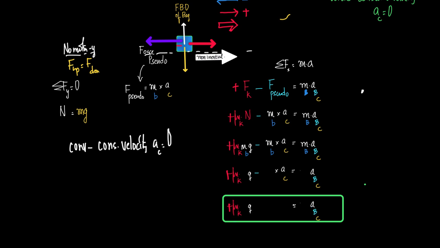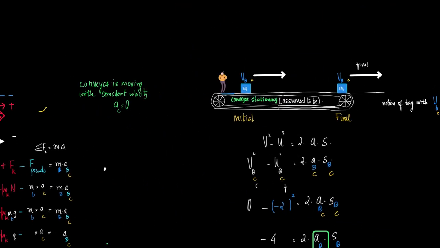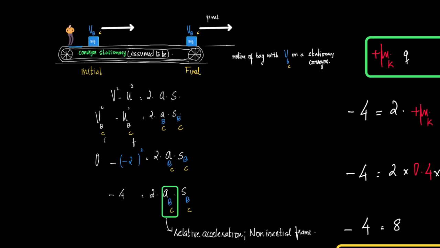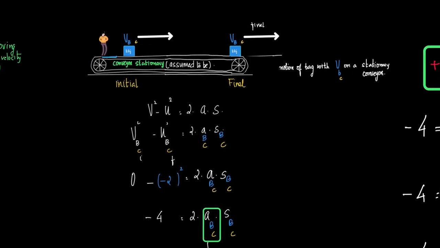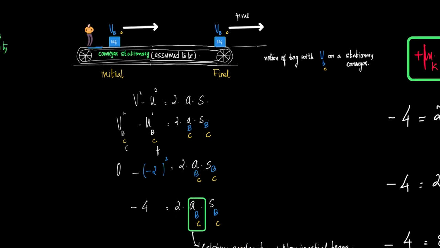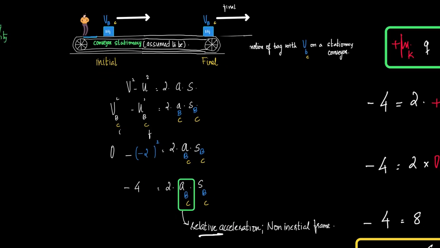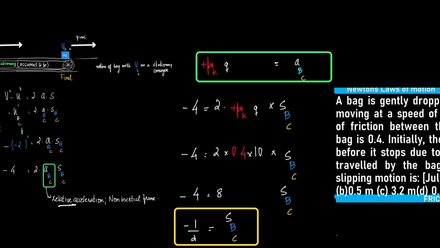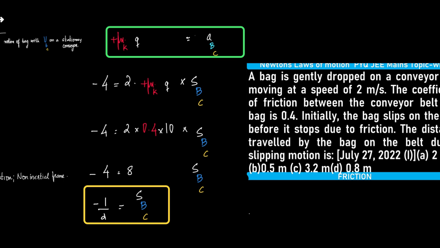Okay, and if we apply equations of motion here, this is where we stopped sometime earlier, right? We were trying to derive the relative acceleration. Now we have got the relative acceleration, so you can substitute the formula here, and when you substitute it, what do you get? Minus 4 is equal to 2 into mu k into g. Mu k is 0.4, so it is minus 4 is equal to 8 into SBC. So the displacement of the bag with respect to the conveyor is minus half, or otherwise minus 0.5.